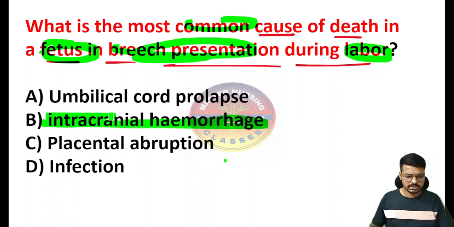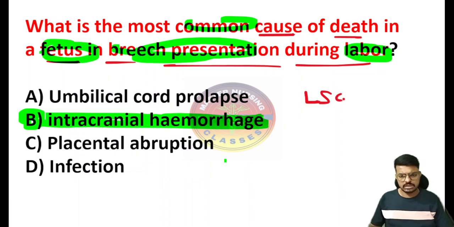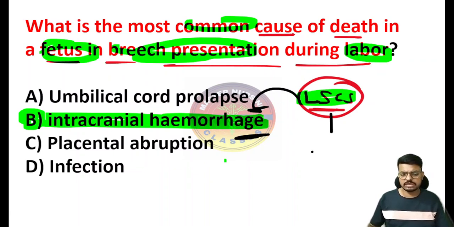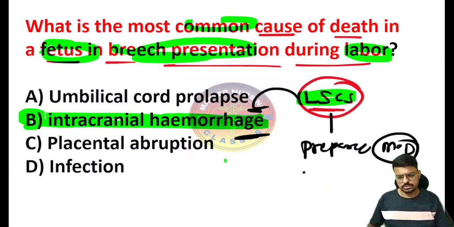Yes, all of you have given the correct answer. That is option B, the intracranial hemorrhage. This is the most common cause of death in the fetus during the breech vaginal delivery. So in order to prevent this, if the examiner asks the most preferred route of delivery in breech presentation, your answer is lower segment cesarean section. If the examiner asks why, it is having less chance of intracranial hemorrhage. So in the LSCS, less chance of intracranial hemorrhage, and LSCS is the preferred mode of delivery in breech.